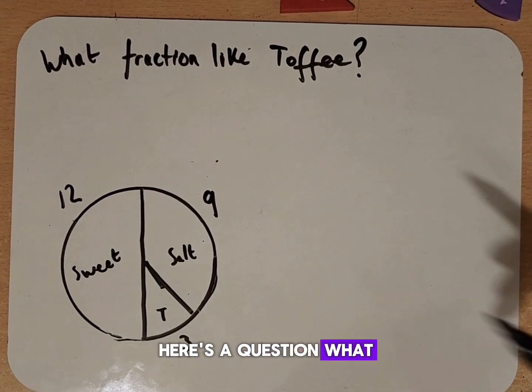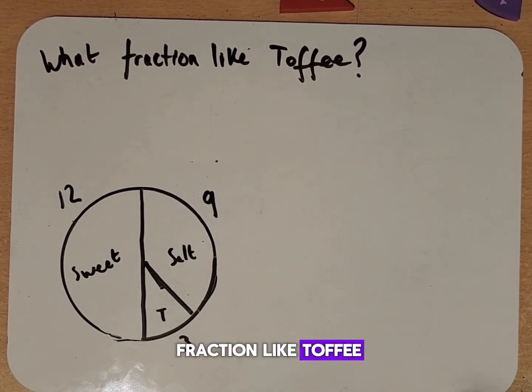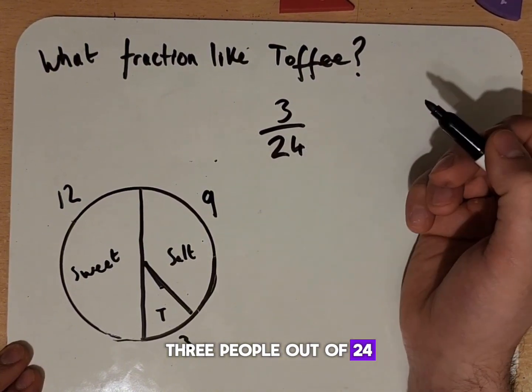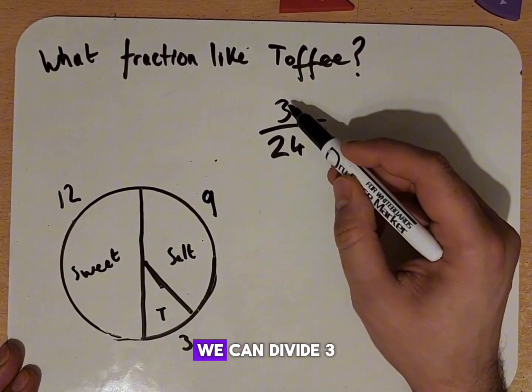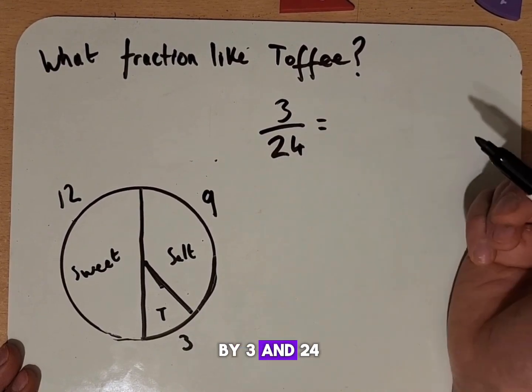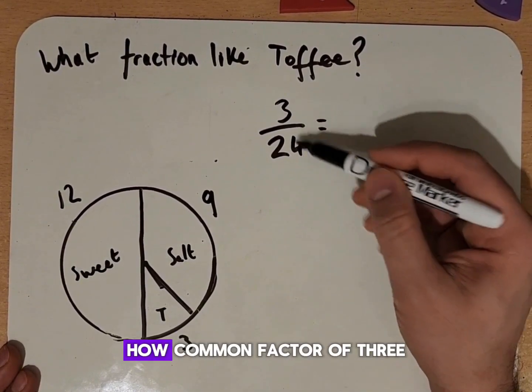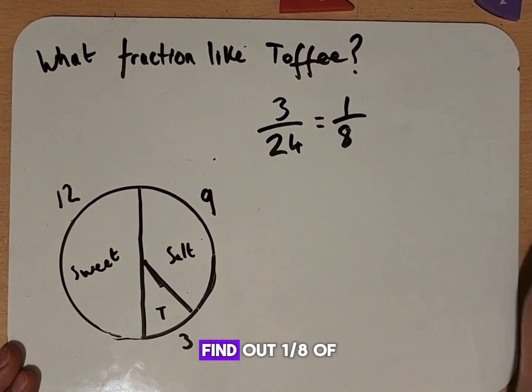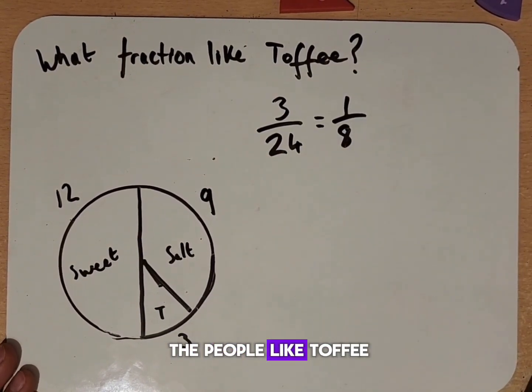Here's a question, what fraction like toffee? So we can see 3 people out of 24. But we can simplify that. We can divide 3 by 3 and 24 by 3. It has a common factor of 3. If we do that, we find out 1/8 of the people like toffee.